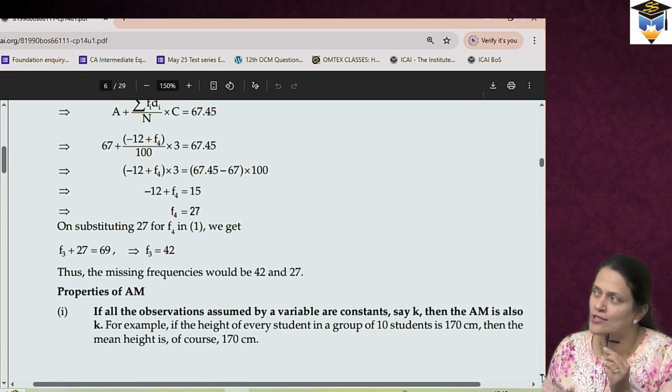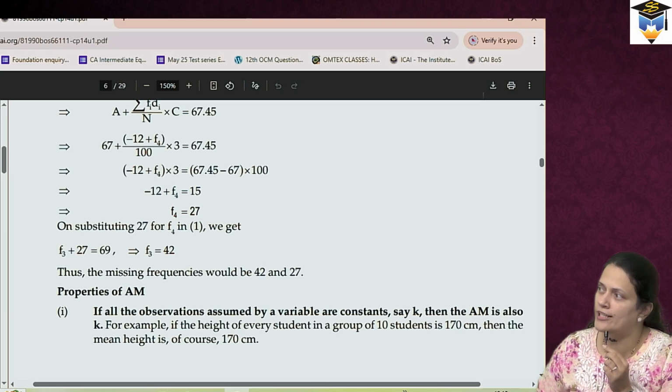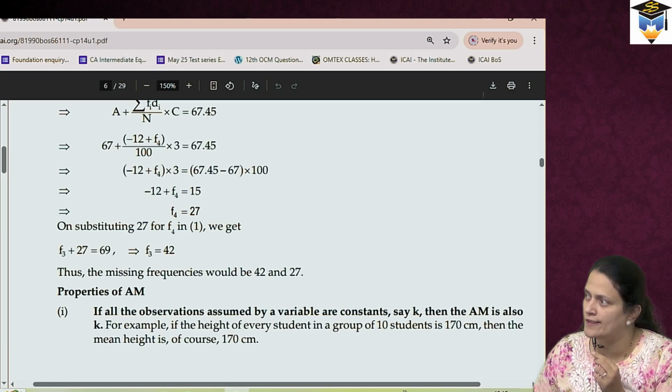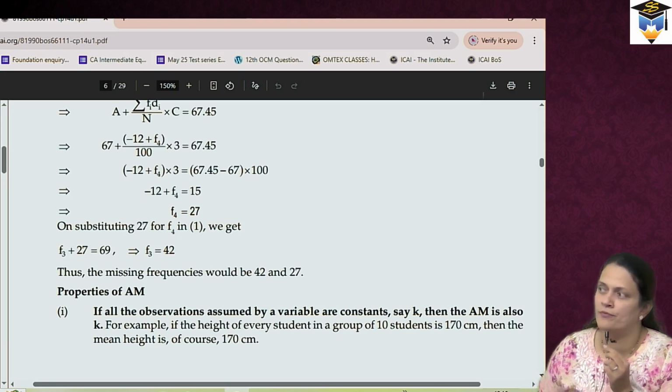I hope everybody has got the values of F3 and F4. Online students, any doubt regarding that? Have you understood what is to be done? Please keep on replying so that I understand you have understood. Now, properties of AM.